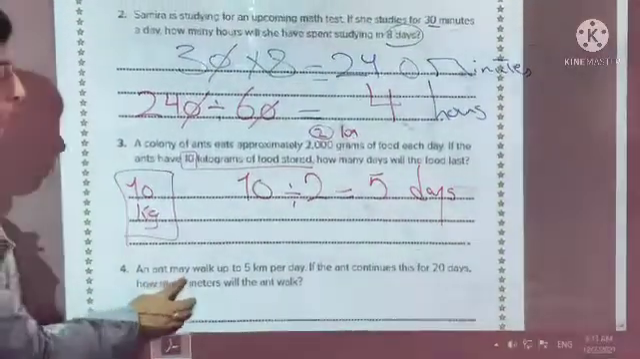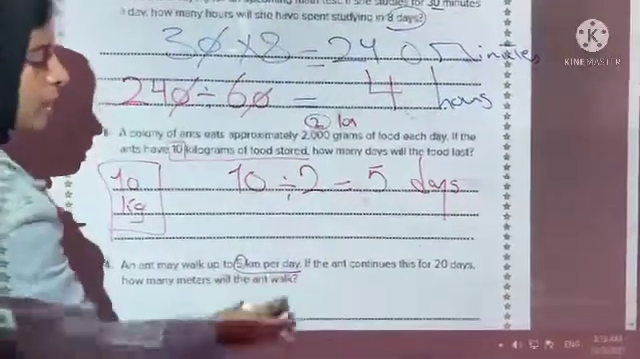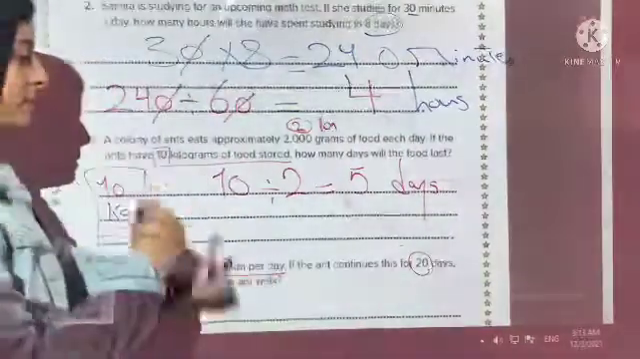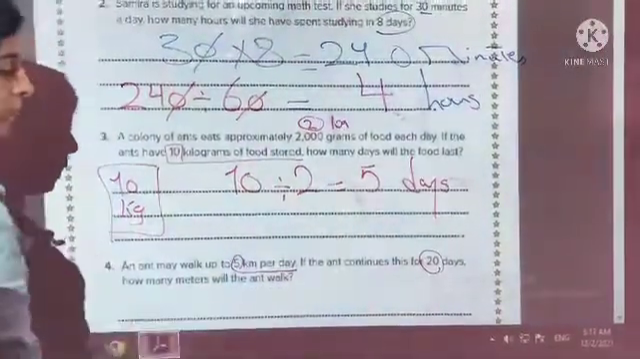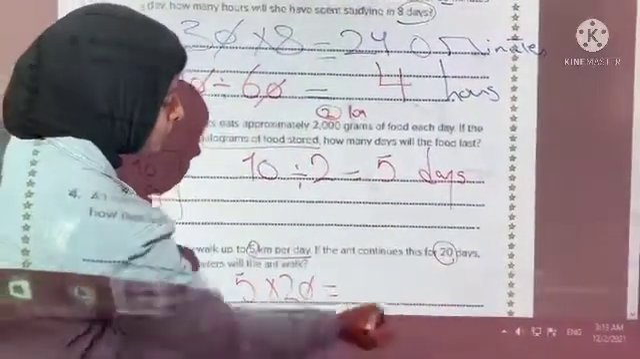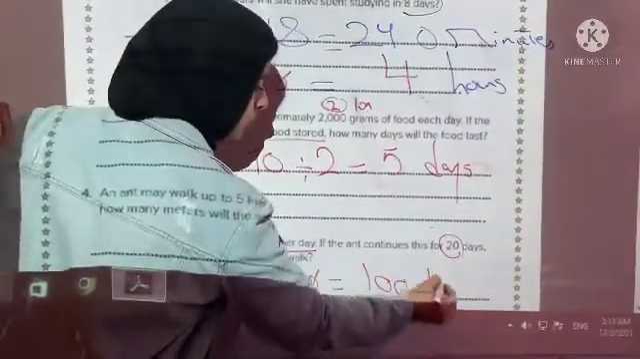An ant may walk up to 5 kilometers per day. If the ant continues this for 20 days, it's a repeated action. How many meters will the ant walk? So I'm going to make this 5 times 20. This 0 goes out, and 5 times 2 is 10. So it will be 100 kilometers.